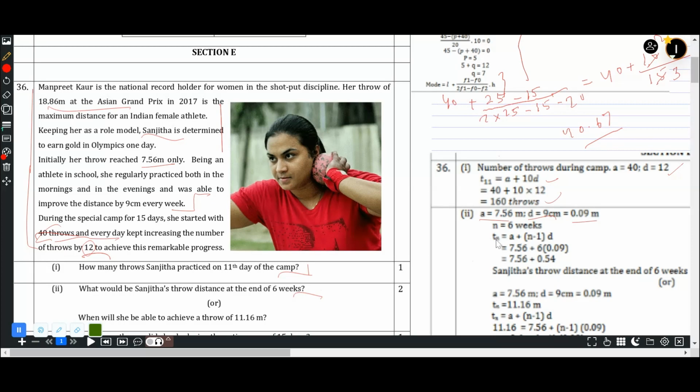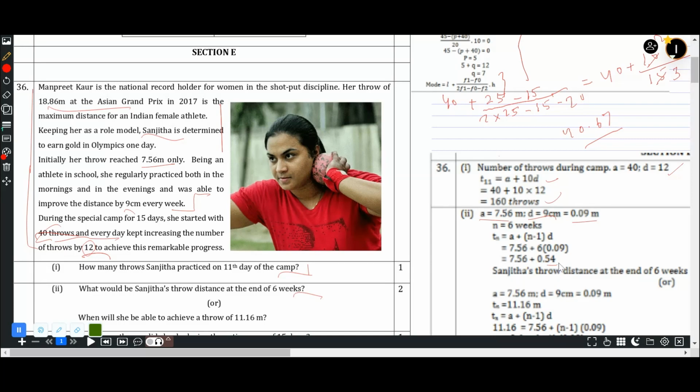So your sixth or nth term will be a plus (n minus 1)d, which is 7.56 plus, she improves only 9 centimeter every week, which is 0.09 meters, into 6. At the end of 6 weeks means 6 terms completed, into 0.09. So 7.56 plus 0.54. So that is the answer.